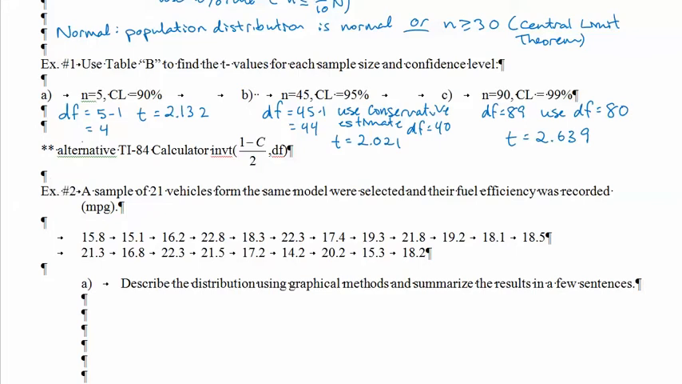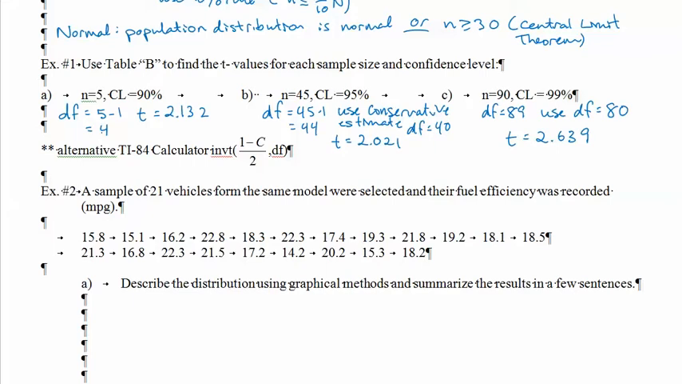Before we get to example 2, an alternative, of course, if you have a TI-84 or probably higher, is to use on your calculator the function inverse t, using the parameters 1 minus c over 2, which will give you the tail area, and then df, plugging in your df value there. And of course, c would have to be in decimal value. So, in other words, if we were doing the first one, we would have inv t of (1 minus 0.9) divided by 2, comma 4.